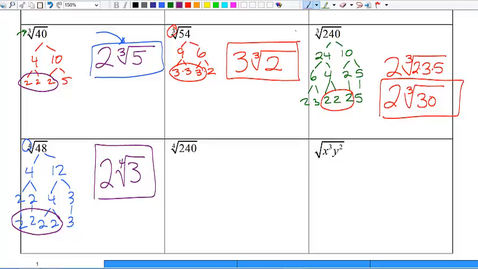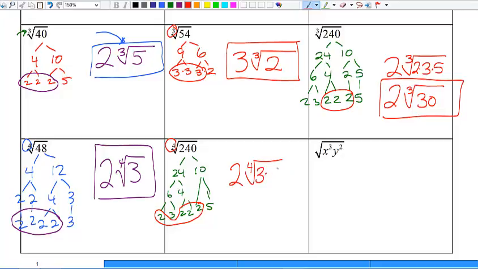Now, we just reduced 240, didn't we? We can probably use the same one. Just going to rewrite this over here. The same exact prime factorization, but this time I'm looking for groups of 4. So I have 4 2s right here. So that group of 2 gets to go out. Inside the 4th root, I have a 3 left and a 5 left. So my final answer is 2 times the 4th root of 15.